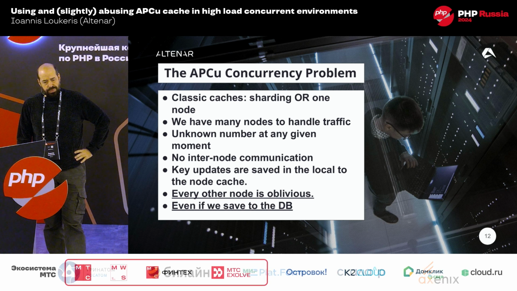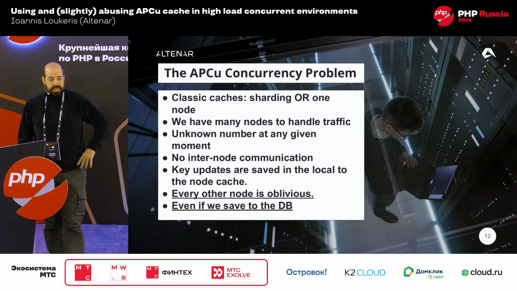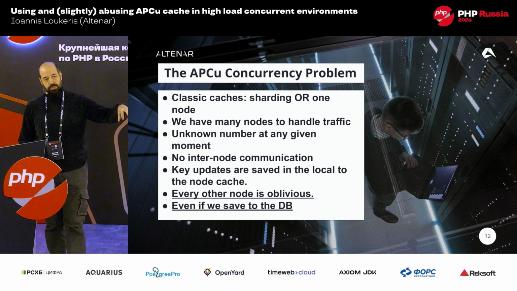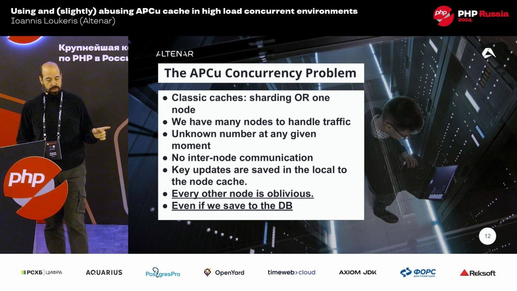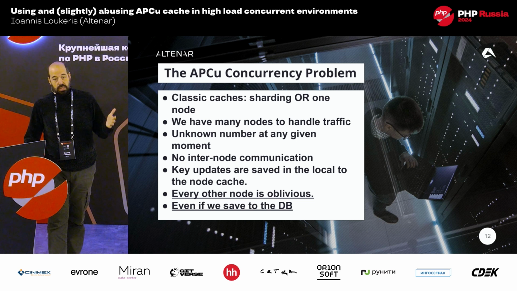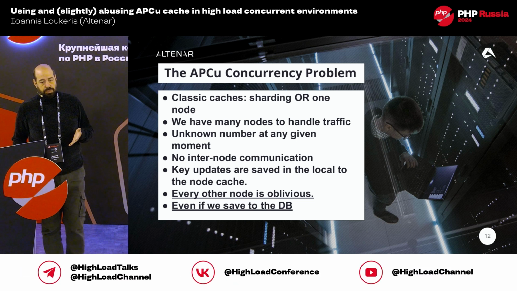This is combined with the fact that there is no inter-node communication, because APCu is local to the node that you're running. It doesn't matter that other PHP executables have their own caches. They don't communicate between them. This creates the problem that when you save, for example, a key in the cache, nobody else knows about it.